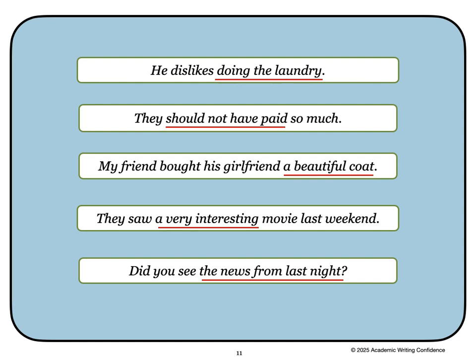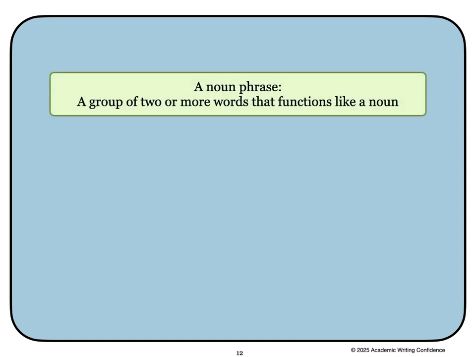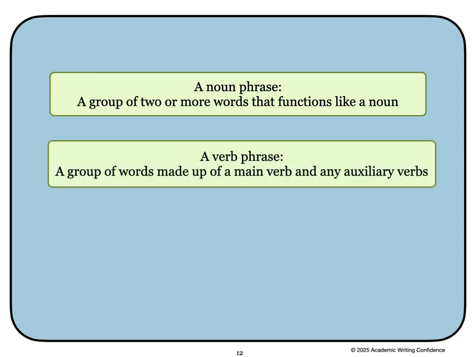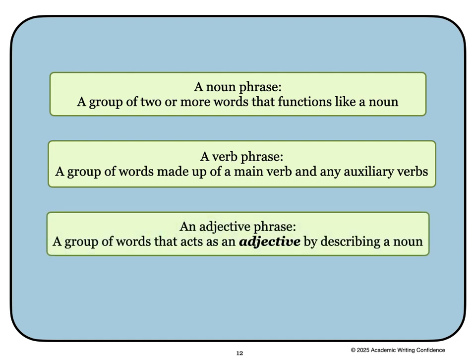How did you do? So to review, a noun phrase is a group of two or more words that functions like a noun. A verb phrase is a group of words made up of a main verb and any auxiliary verbs. And an adjective phrase is a group of words that acts as an adjective by describing a noun. Being able to identify different types of phrases will help you to write better sentences.